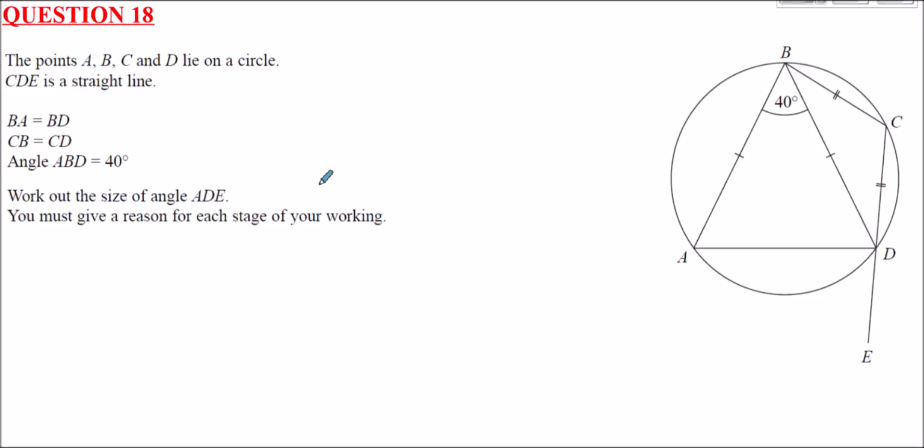Question 18, we've got a circle, and you can probably guess, with it being at the end of the paper, this is going to involve some circle theorems. So we're told that A, B, C and D lie on a circle, and CDE is a straight line. So BA equals BD. In other words, the triangle BAD is isosceles, which we're told by these marks on the sides as well. And we're also told that angle ABD is 40. So work out the size of ADE. ADE is this angle here.